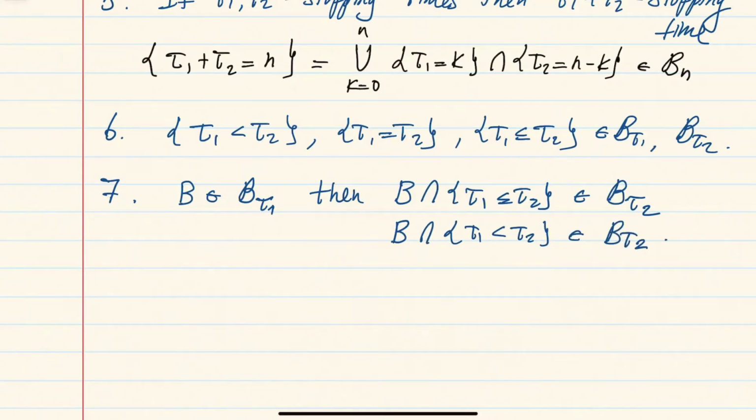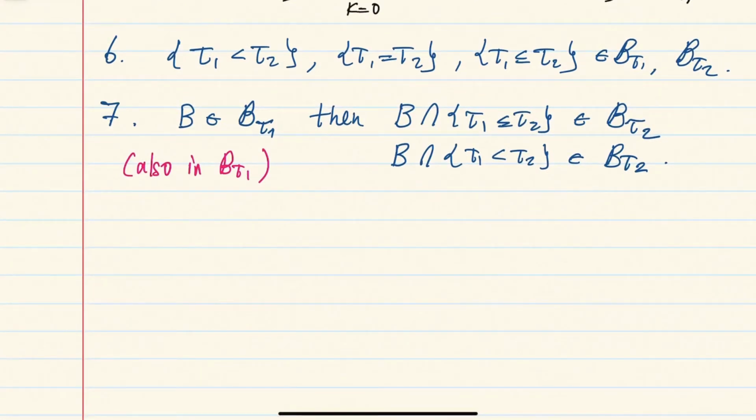Now, of course, by the previous property number 6, we already know that both of these intersections are also in B_tau1, because the event is in B_tau1 and the comparison of two stopping times is in B_tau1. But here we also know that this type of intersection, when you compare on the event where the second stopping time is bigger, you also end up in the sigma algebra corresponding to the second stopping time. And finally, if one stopping time is less than another stopping time, then the sigma algebras are also increasing. So this increasing property is preserved.